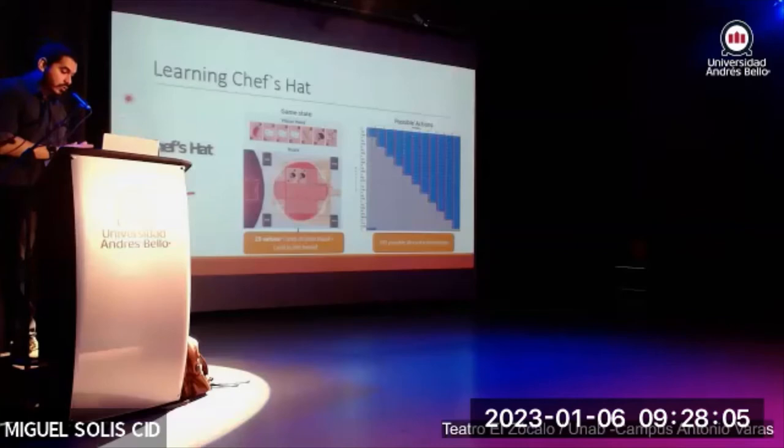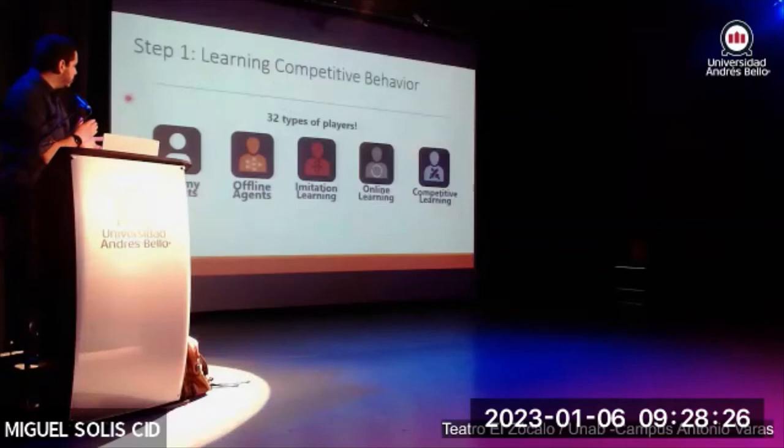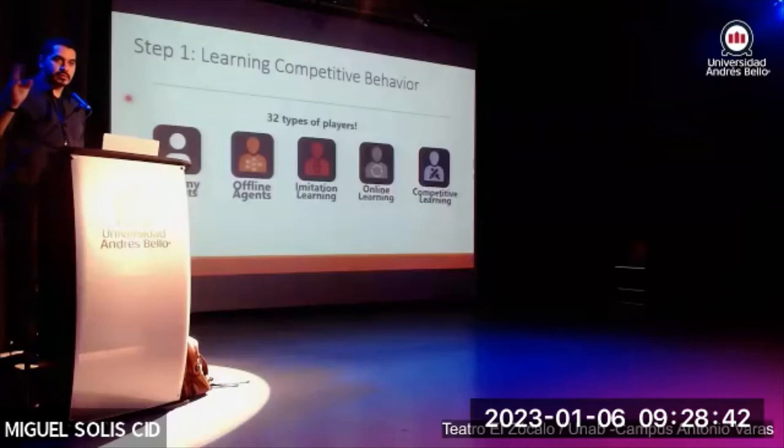So our first step was: we have the scenarios, we implemented them, we validated them, but now we want agents to learn how to play the game, to learn the rules of the game and learn strategies to beat an opponent. We started developing these agents in five different categories, starting very simple with what we call the dummy agents, which are agents that do random actions. Among the nine actions in Pokemon and 200 actions in Chef's Hat, they choose one and do it. It's just our baseline.